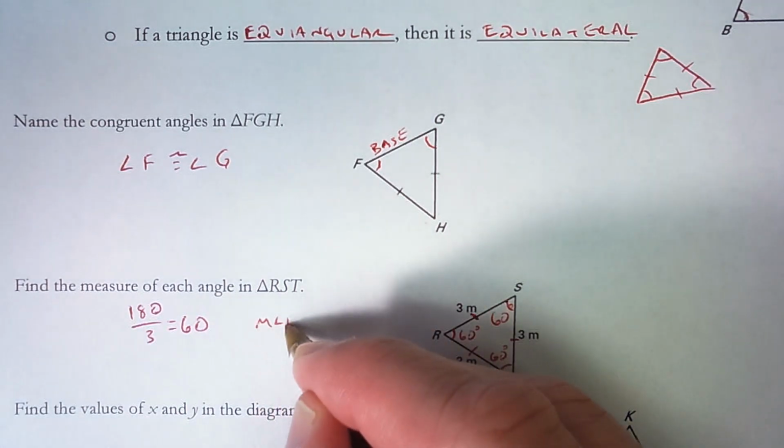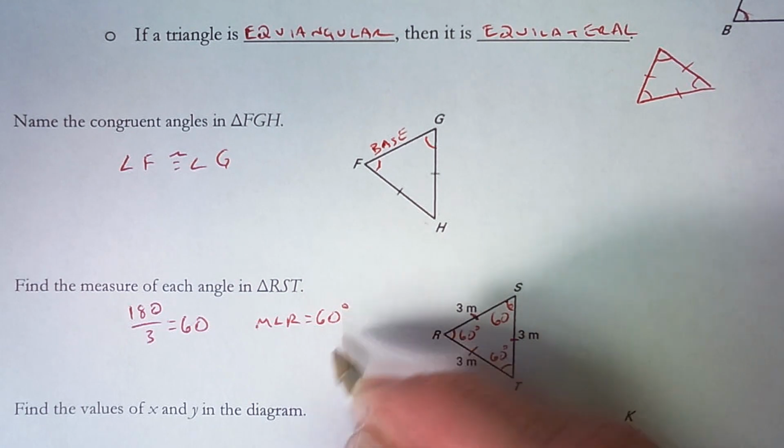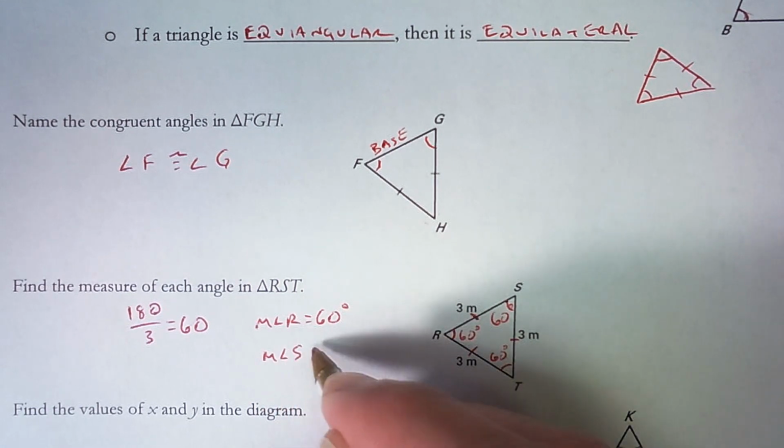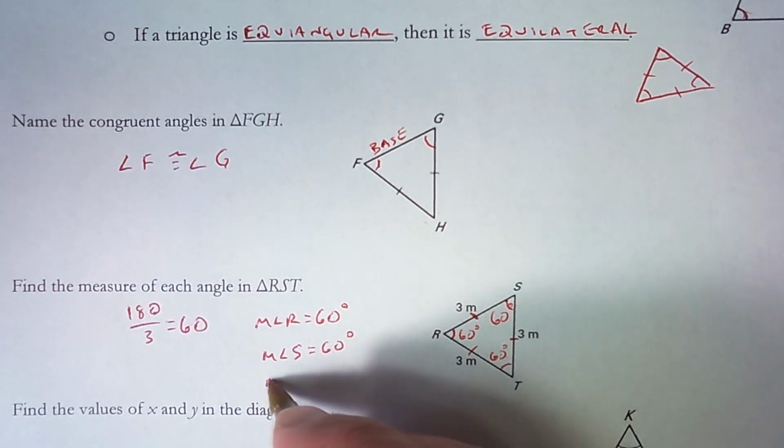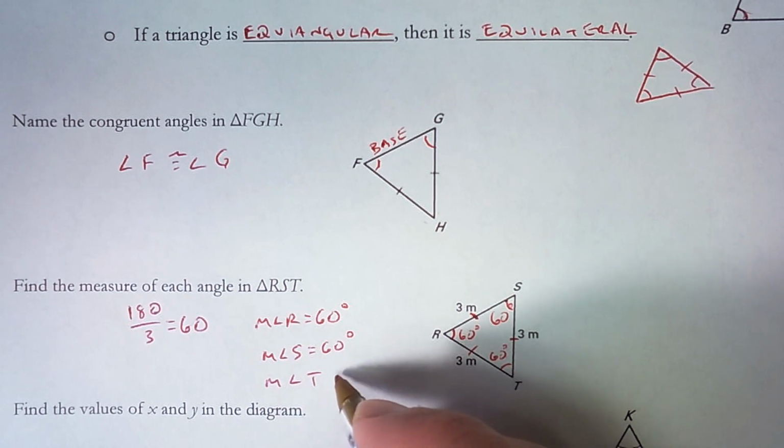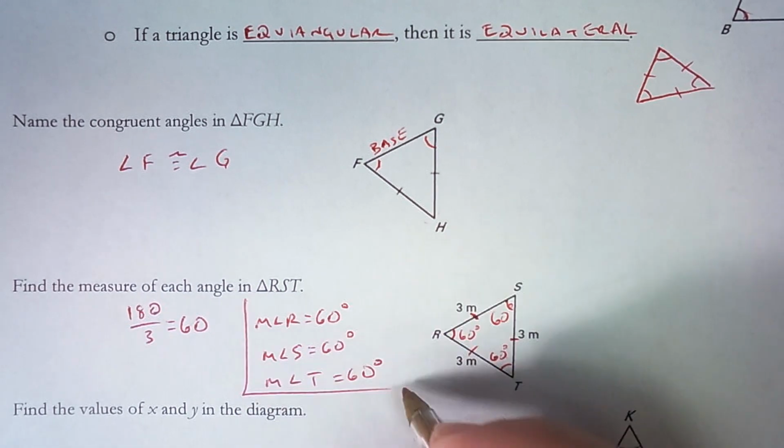So the measure of angle R is 60 degrees. The measure of angle S is 60 degrees. The measure of angle T is 60 degrees.